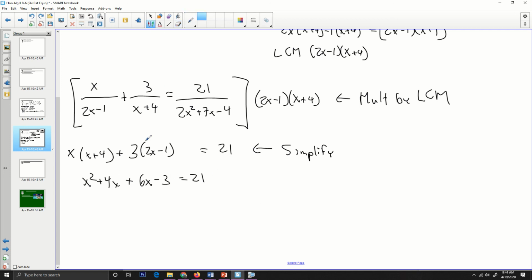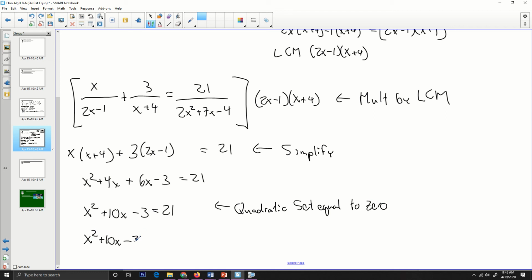So here I want to simplify. I'm going to have x squared plus 10x minus 3 equal to 21. And so we want to try and factor the quadratic. So we're going to set this thing equal to 0. So we've got x squared plus 10x minus 24 equaling 0.